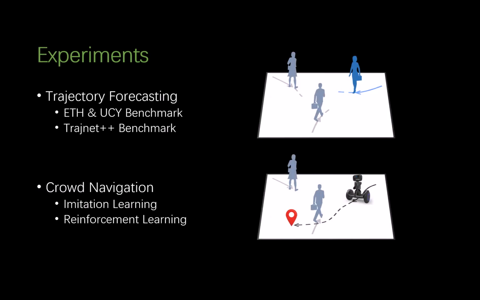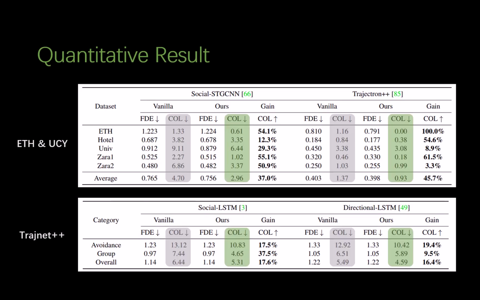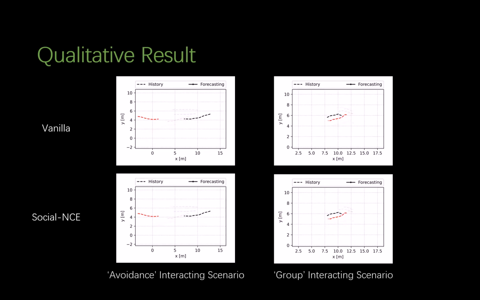We validate this method on a variety of tasks in the multi-agent context, including human trajectory forecasting and robot navigation in crowded spaces. On the forecasting task, we evaluate our method on 2 popular benchmarks with 4 different baseline models. The results show that our method can significantly reduce the collision rate by a clear margin, without degrading the prediction accuracy and diversity. Here are some qualitative results. Compared with the vanilla baseline, our method jointly adjusts the trajectories of multiple agents and outputs more plausible solutions.